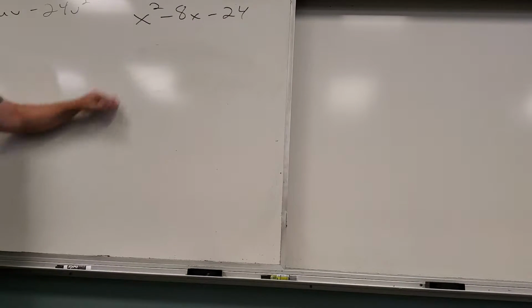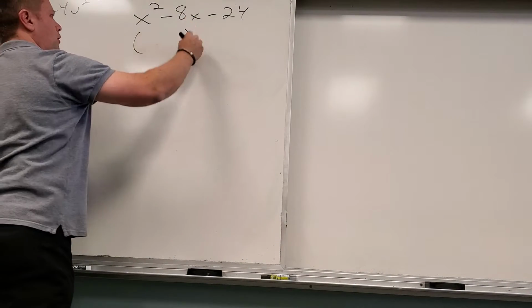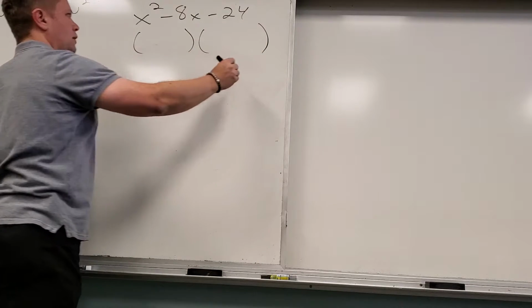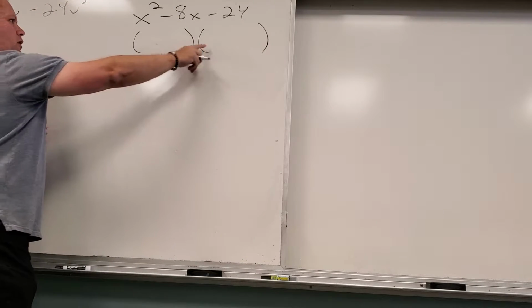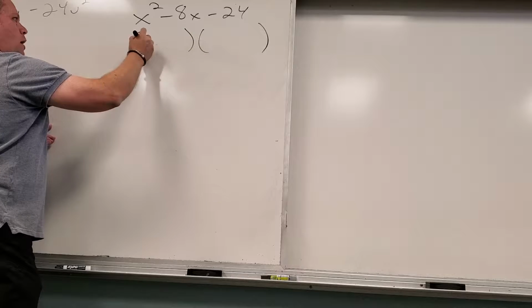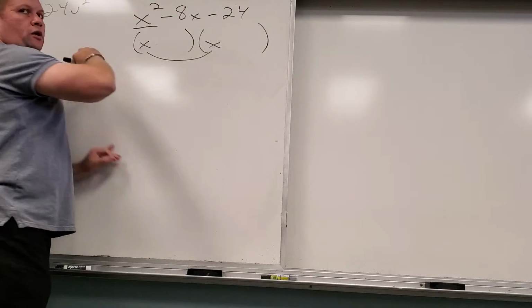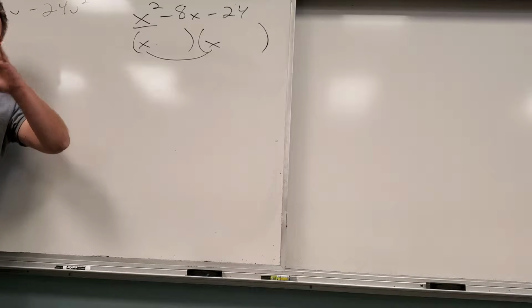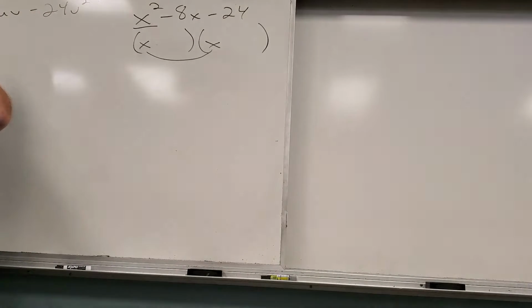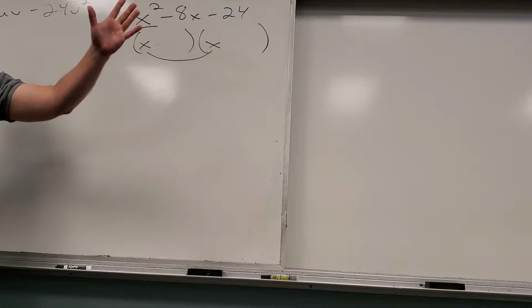What do I want these two numbers to do? Why is it boiling down to just needing to know two numbers? Because what goes here and here? x and x, because x times x gives me my x squared. So now I've boiled this whole problem down to: find two numbers that do these things.